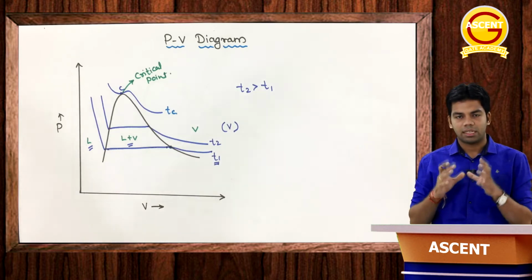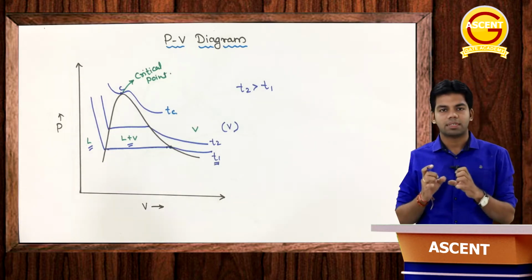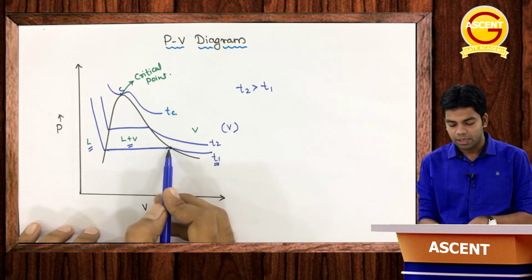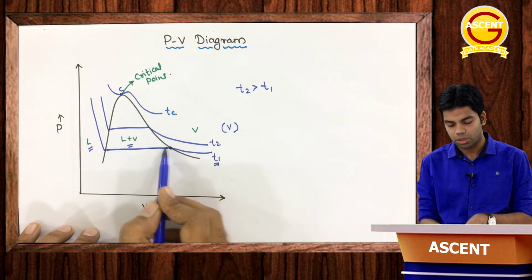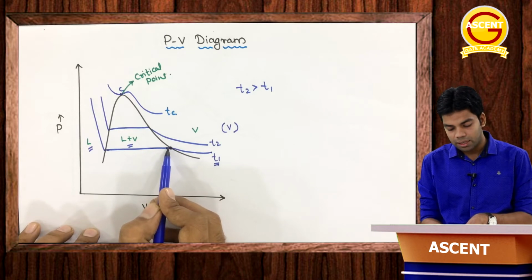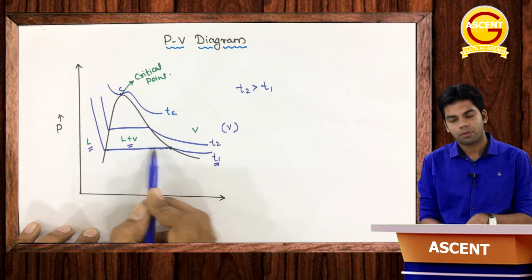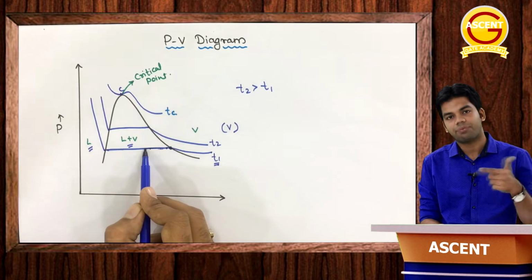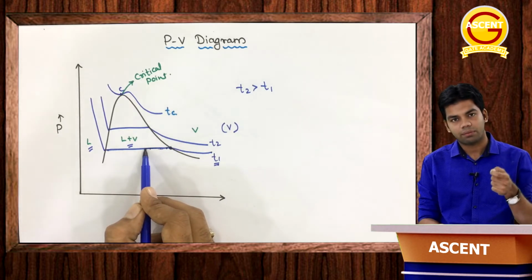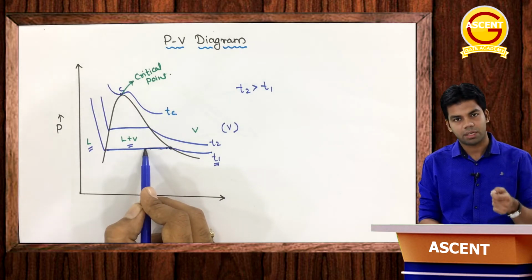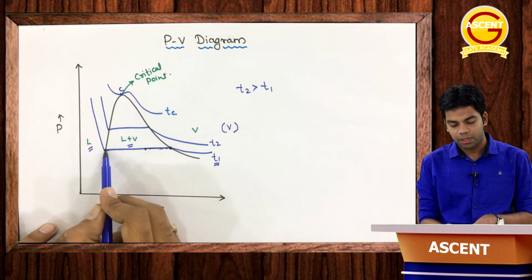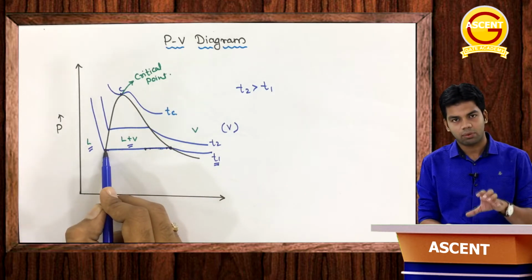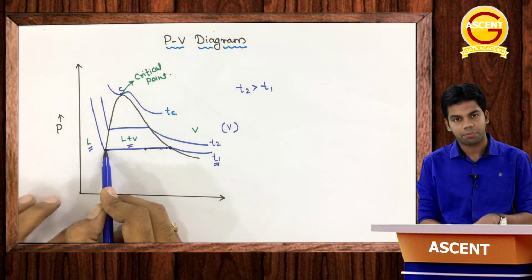Initially when I am decreasing the volume, the pressure was increasing. Then after a certain point, after saturation pressure, obviously this further decrease in volume will change the phase. That means vapor will be converted to liquid, vapor will be converted to water. Up to this particular point, here we are having pure water, complete water, not a single bit of vapor here.